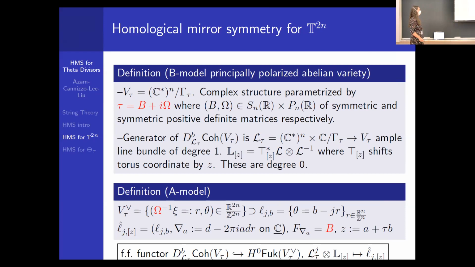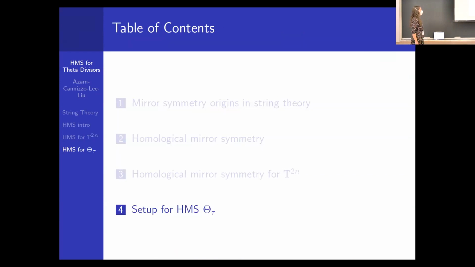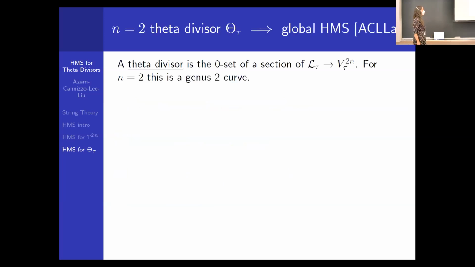All right, so what about hypersurfaces of abelian varieties? In the case n equals 2, so complex dimension 2, an abelian variety is an abelian surface or a 4 torus. The theta divisor, that's the 0 set of a section of this degree 1 line bundle. When n is 2, it turns out to be a genus 2 curve.